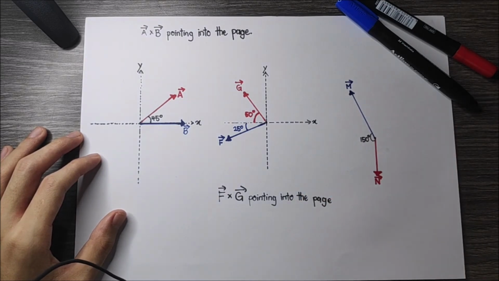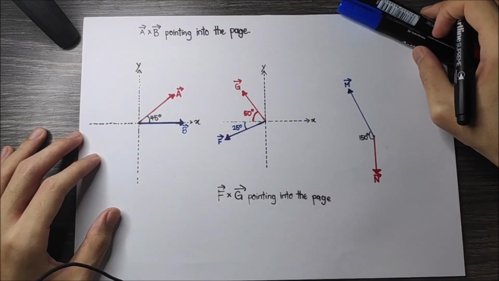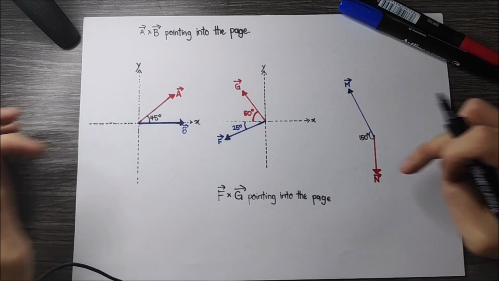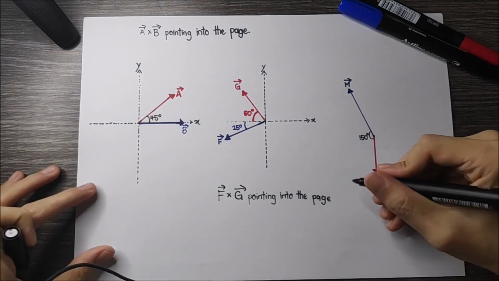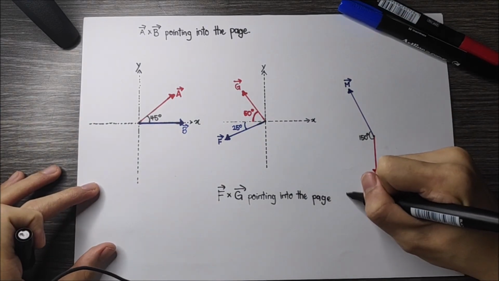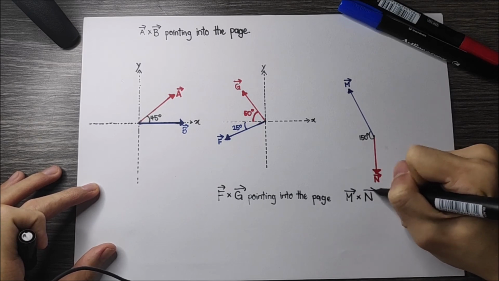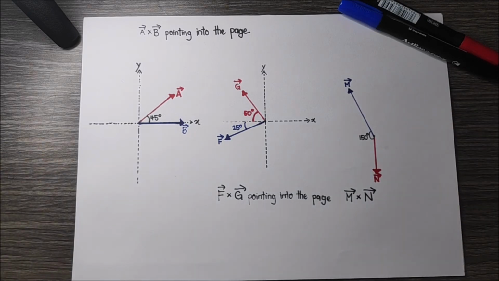Okay, let's try the third example. The third example here, I have vector m and vector n. So here, let's say I'm going to determine the direction of the vector product m cross n. Let's say I'm finding for m cross n, what should be the answer? Well, I'm looking for direction. Again, I don't care about magnitude, I'm looking for direction.